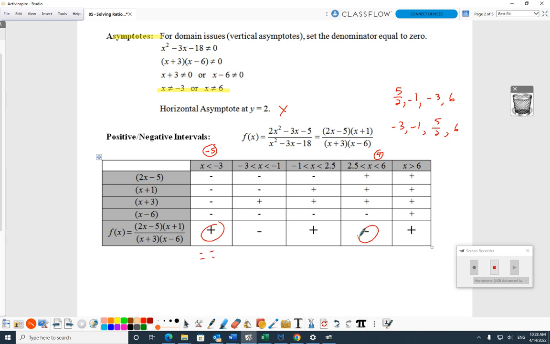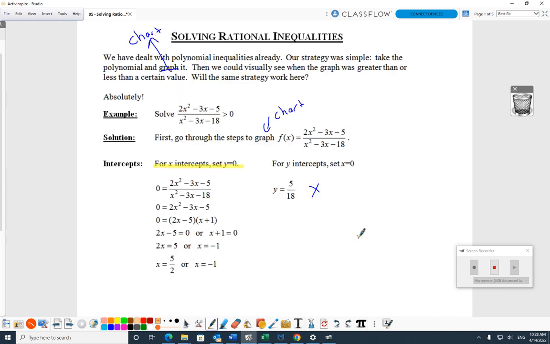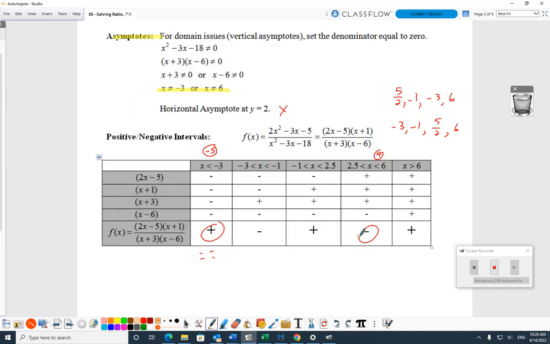We want to know, when was this function... Oh, I've forgotten what I was looking for. When is this function greater than 0? Right there, X less than -3, then between -1 and 2.5, and X greater than 6. Those are the intervals we're looking for, where this thing is greater than 0. Okay? Do you have any questions about that procedure?